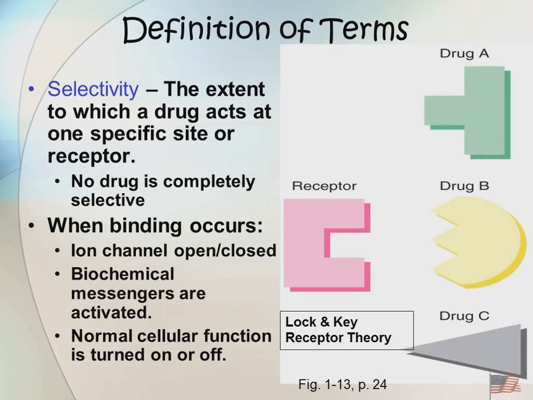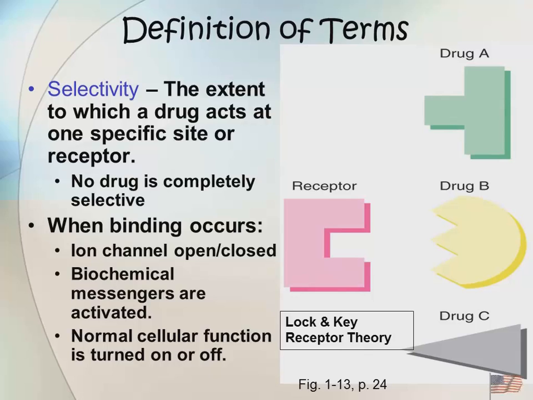So if you look at drug A, drug B, and drug C, the receptor that is there is specific to drug A, and drug B and C would not be able to interact with it. It's basically how drugs work at various receptors. It's called a lock and key receptor theory. And when that binding occurs, something happens in a physiological fashion.